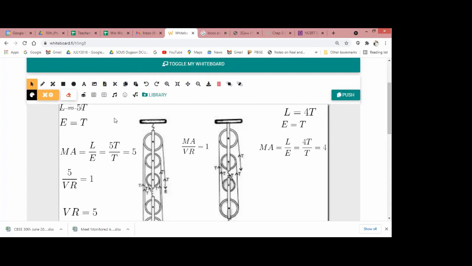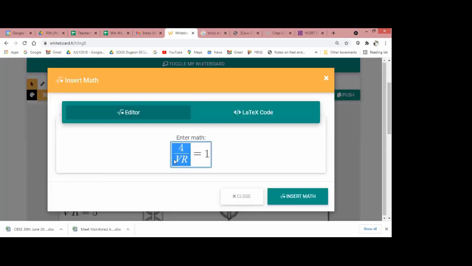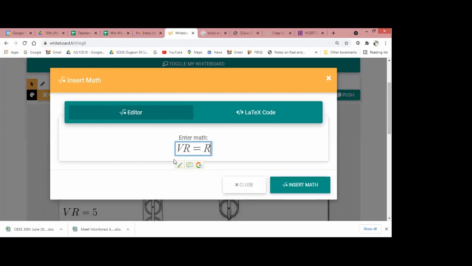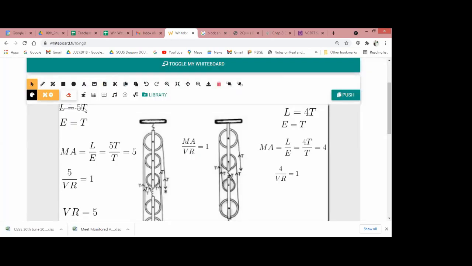Now let us think of machines which are not ideal. What happens in machines which are not ideal? Can you tell me? Sir, the efficiency will not be 100%. Efficiency will not be 1 or 100%. Am I correct? Yes, sir. Okay.